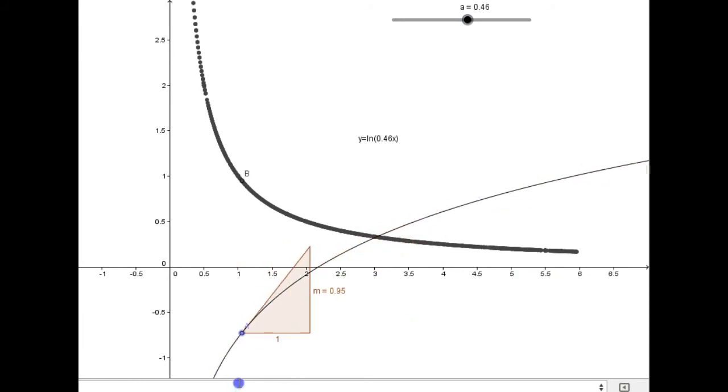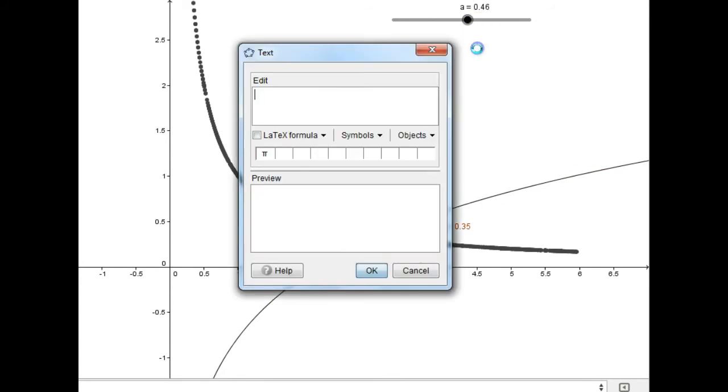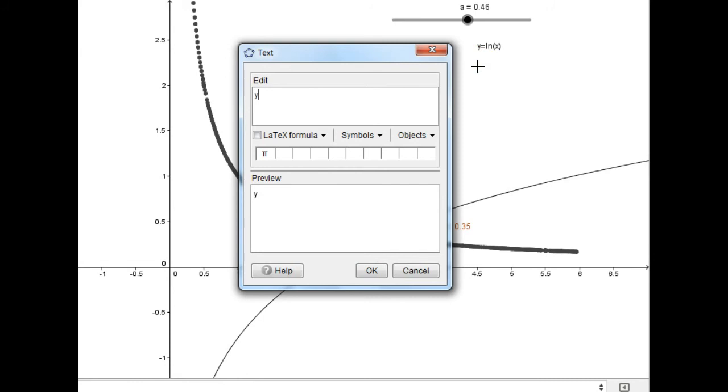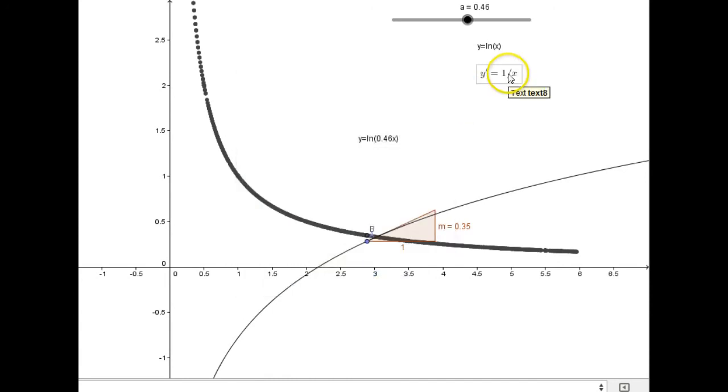Okay, so the takeaway from this is if y equals ln x, then y dash equals 1 on x. That's 1 divided by x.